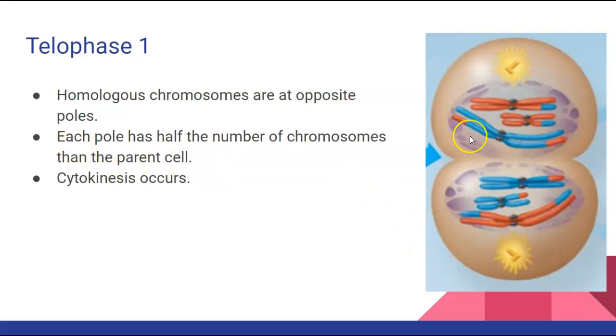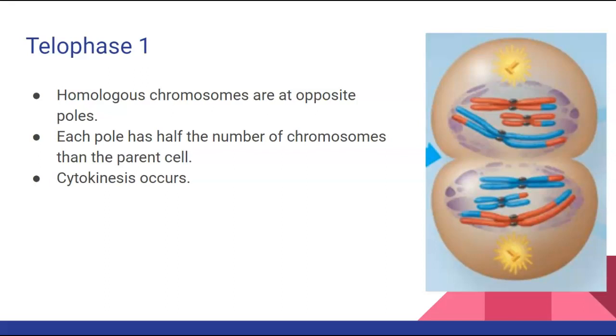So we're getting to the beginning here where we now have just one set of each chromosome in each cell. But this is only halfway. So now we do the exact same thing, but again, with fewer chromosomes.